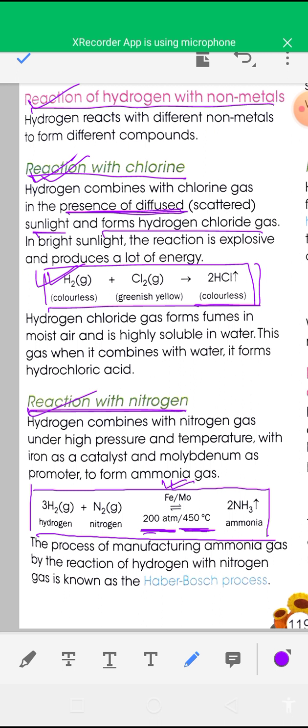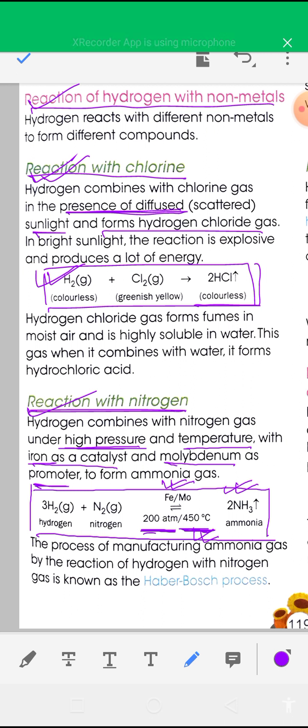Okay, you will get ammonia gas. When hydrogen gas combines with nitrogen gas under very high pressure, 200 atm, and a temperature of about 450 to 500 degrees Celsius, in the presence of an iron catalyst and molybdenum promoter, you will get ammonia gas.